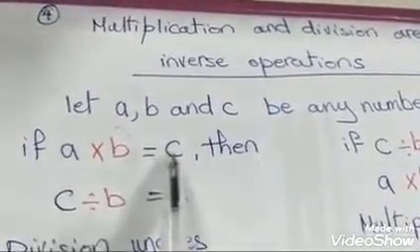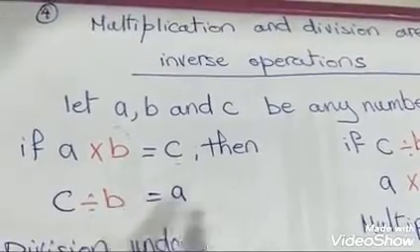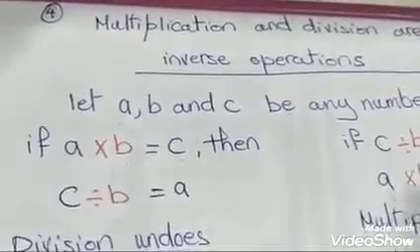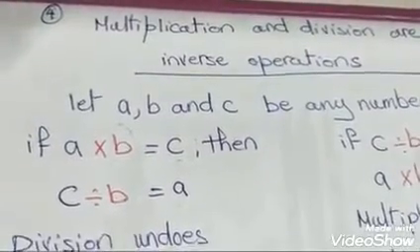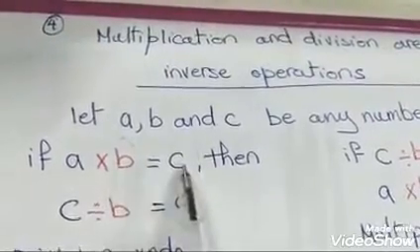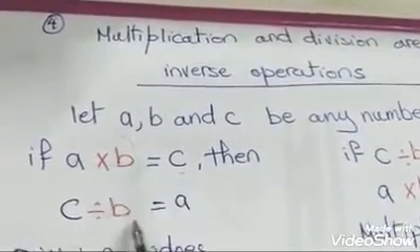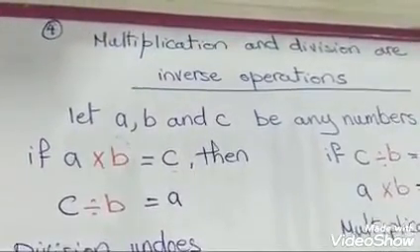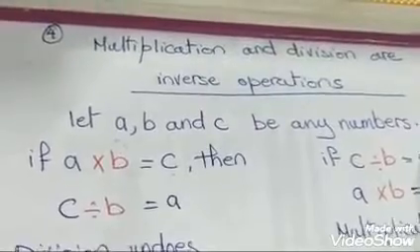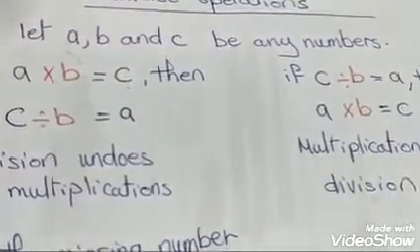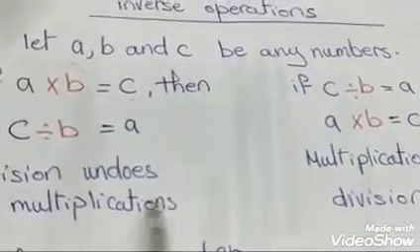Or I can divide C by B to equal A. So A times B equals C. These are related operations. If I divide C by B, I will have A. And if C divided by B equals A, then if I multiply A by B, I will have C as a result. So multiplication undoes division and division undoes multiplication.